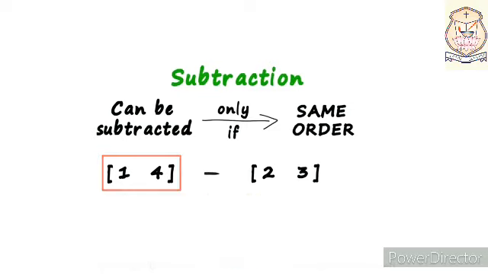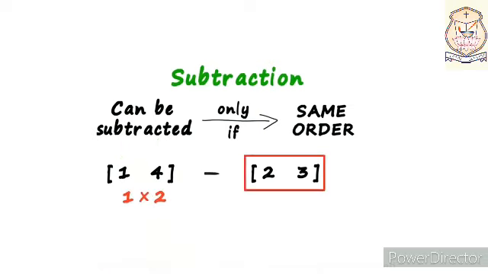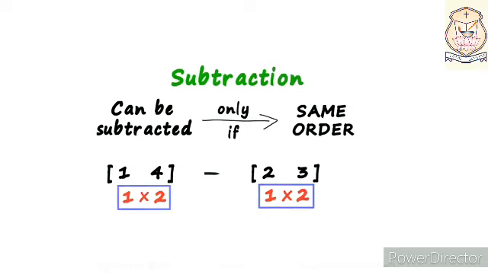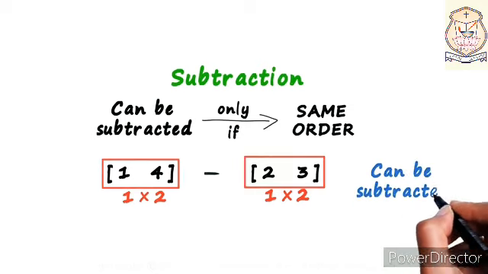The first matrix has one row and two columns. Its order will be 1 by 2. And as the second matrix also has just one row and two columns, its order will also be 1 by 2. Because their order is the same, subtraction is possible here. The second matrix can be subtracted from the first one.